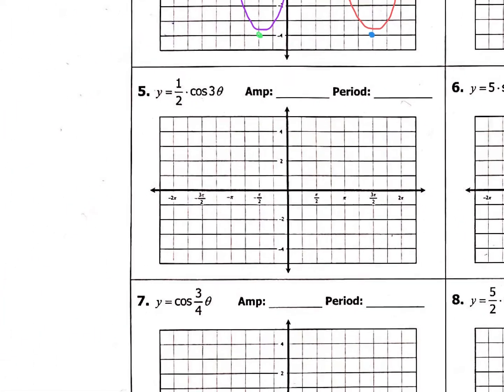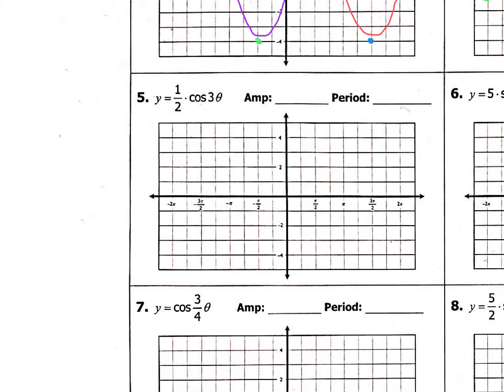So number 5, we have both an amplitude change and a period change. Our amplitude is that number in front of the trig function. In this case, our amplitude is going to be 1/2. That means we're going to go up 1/2 and down 1/2. Let's find our period change.